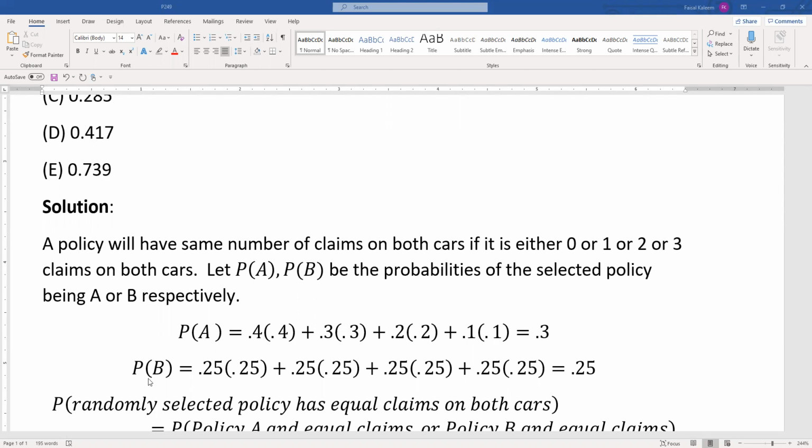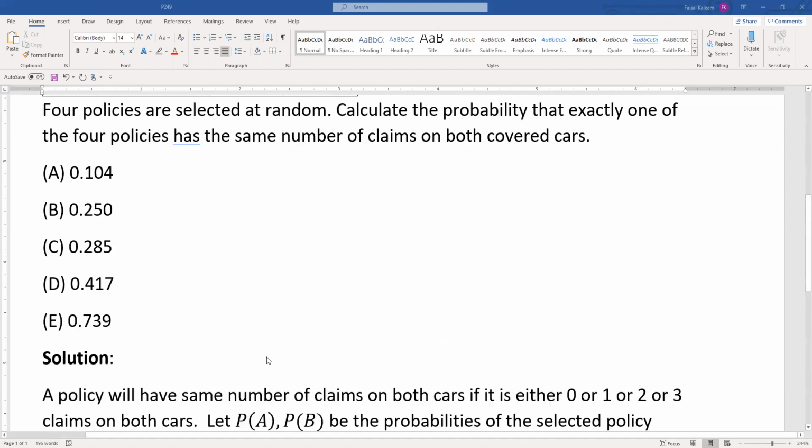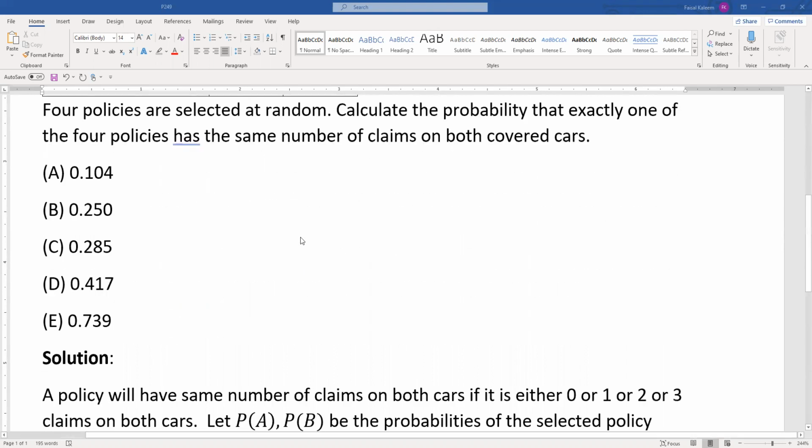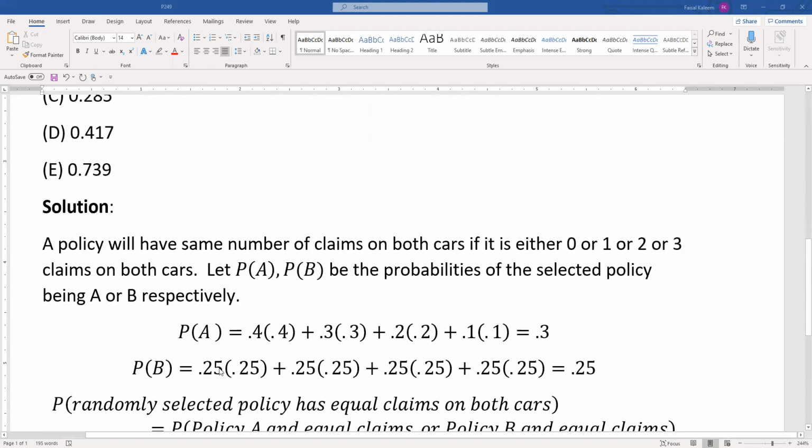Similarly for B, it's 0.25 times 0.25, because for B all the probabilities of any number of claims is 25%. So both cars having 0 claims in type B would be 25% times 25%, or both having 1 claim will also be 25% times 25%. So you have that for 0 claims or 1 claim or 2 claims or 3 claims, so you add them. Or you could just do 25% times 25% and then multiply that by 4, and so it's 0.25.